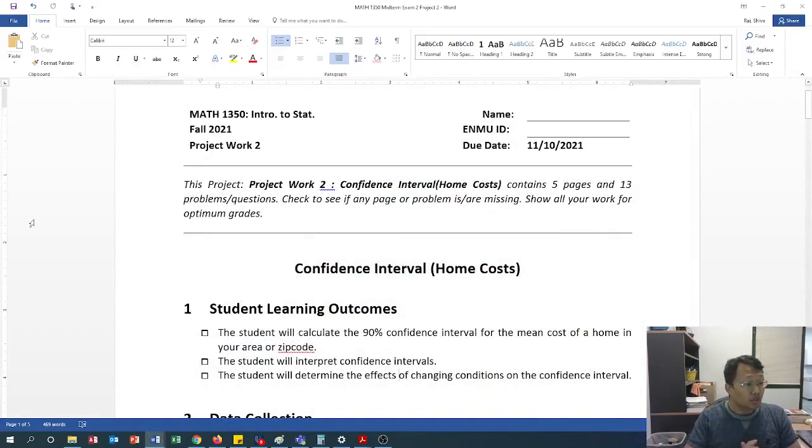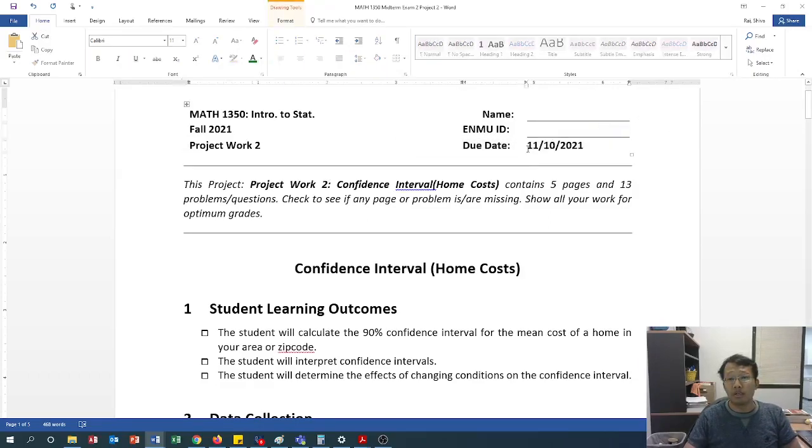Hello everyone. So this is an announcement for project work number 2, which is all about confidence interval home costs. This file is just underneath the modules, and just go ahead and complete it by following the instructions in this video. The due date is next week, November 10th, 2021, end of the day.